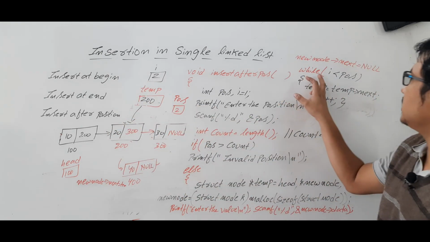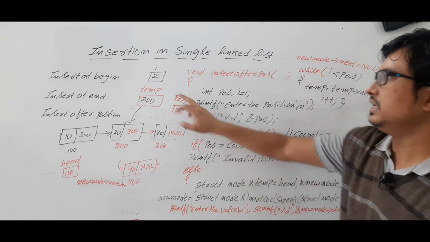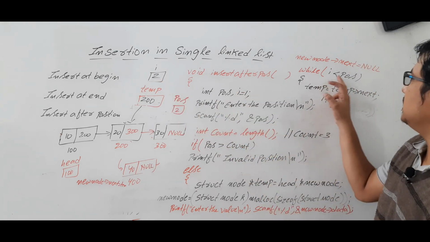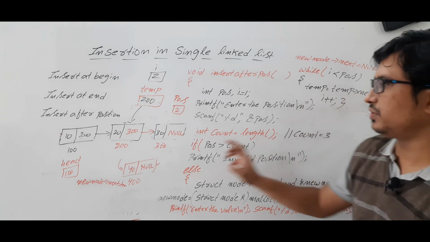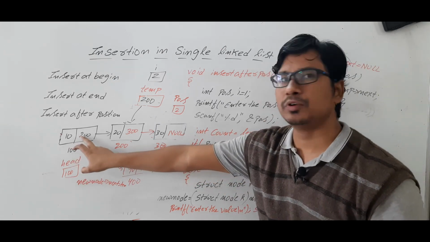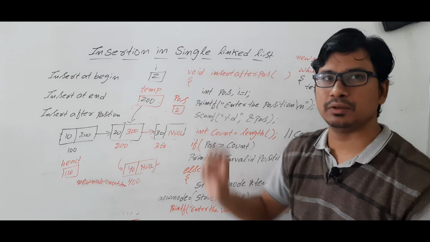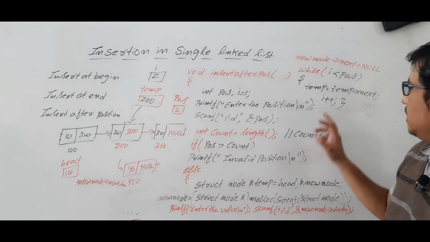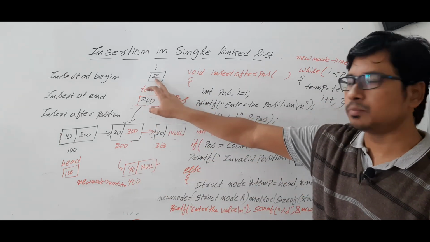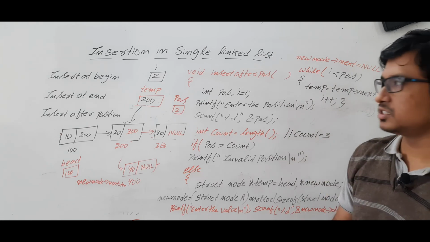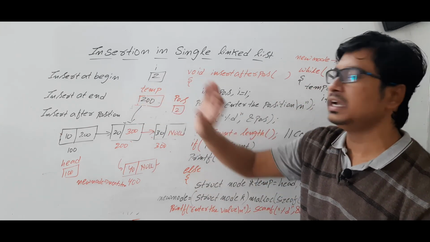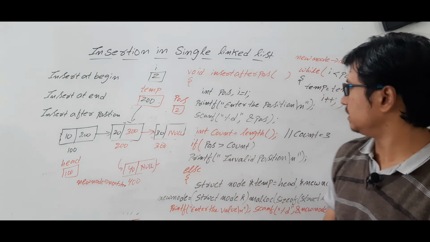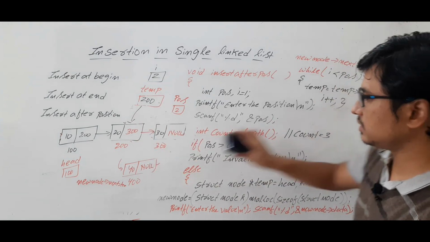So that's why I have written while i < position. Initially the i value is 1, which is less than 2. The condition is true. I have written temp = temp->next. Temp is 100, temp of next is 200, so temp is having the value 200. Okay, i++, now the i value became 2. 2 less than 2 condition failed, so it will come out of the while loop. Temp is having the value 200. Now what you have to write?